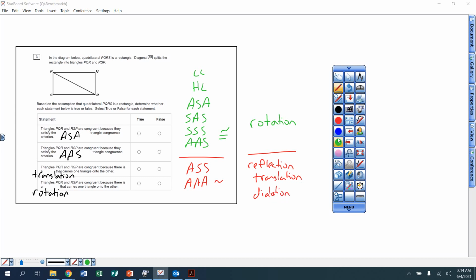So for this, ASA, that's one of those I need to memorize. AAS, looks kind of like the ASS one, but it's not. Translation, that's definitely not rotation. Only rotation is good. And then there's rotation.